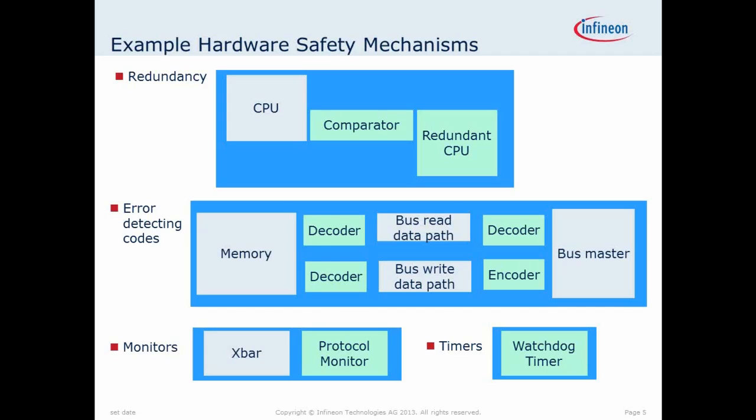You can use things like monitors, so you can have a hardware monitor monitoring your bus protocol. And again, if it sees your bus protocol being breached somehow, then it can trigger a fault. Or you might have something like a timer. So you might expect your software to periodically update a timer. If that timer doesn't get updated, then you might have a livelock or deadlock situation. Anyway, something's gone wrong, and you can raise the safety alarm.